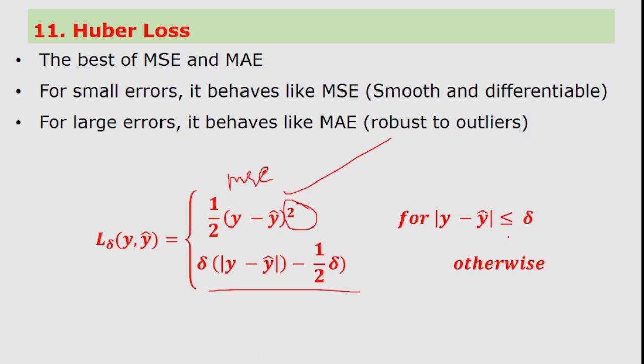So, what does this delta indicate? This delta is a hyperparameter tuning or threshold value. If the absolute error is less than or equal to the threshold value, you need to use the MSE formula, namely half of y minus y hat the whole square. Else, if the absolute error is greater than your threshold value, we need to go with delta of absolute error of actual value minus predicted value minus 0.5 delta.